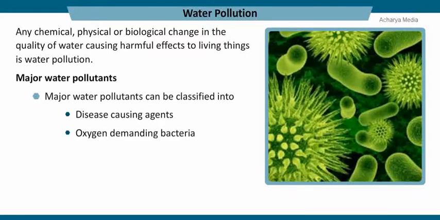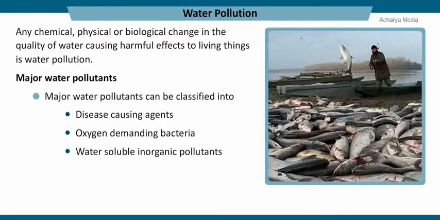Oxygen-demanding bacteria require more oxygen to decompose the waste. Such bacteria deplete the oxygen level in water, which results in the death of organisms like fish. Water-soluble inorganic pollutants such as acid, salt, and toxic metals. Organic compounds such as oil, plastics, and pesticides pollute water and harm man and animals. Water transports pollution from place to place.